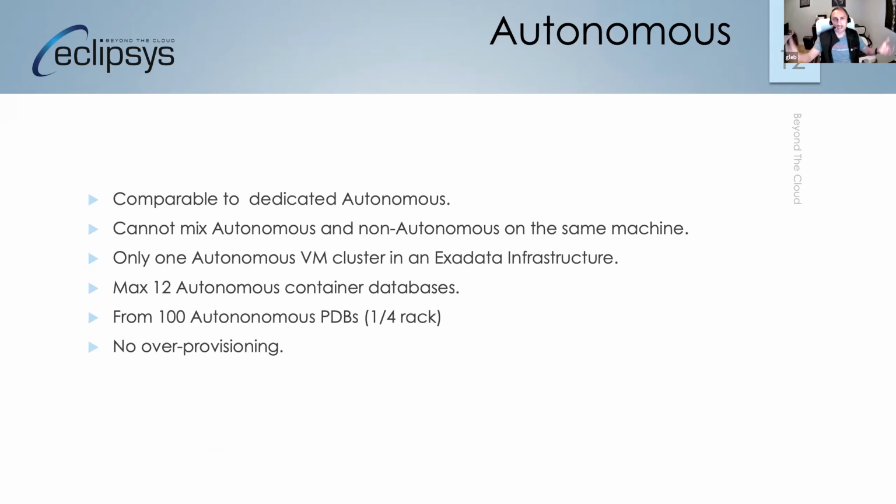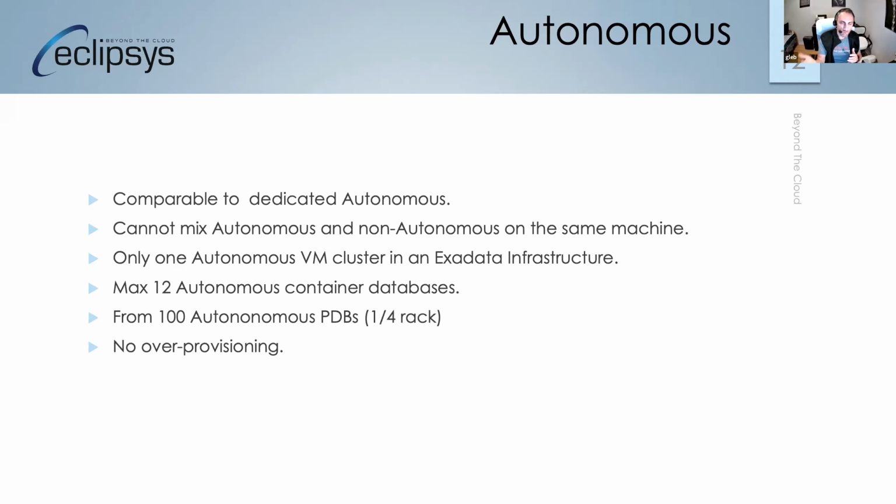Autonomous is taking the entire rack by itself, and it is running one or two or up to 12 autonomous container databases. And you can have only one autonomous VM cluster on Exadata infrastructure. So you cannot mix two different modes. You cannot just try autonomous on your ExaCC. You can use either autonomous or not. That's no middle ground. You can have a maximum of 12 autonomous container databases with 100 autonomous PDBs inside for a quarter rack.